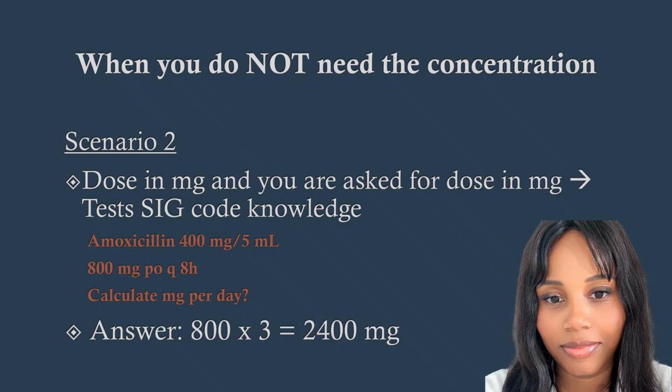Okay. Now, let's look at the second scenario where you don't need to use the concentration at all to find the answer. So, amoxicillin 400 milligram per 5 ml, but now the dose is given in milligram, 800 milligram every 8 hours. Calculate milligram per day. So in this scenario, the dose is given in milligram and you are asked for the daily dose again in milligram. All this is testing, just like scenario one, is SIG code knowledge, milligram to milligram. So all you have to do, every 8 hours, that's 3 doses per day. So 800 times 3, that's 2400 milligram per day.